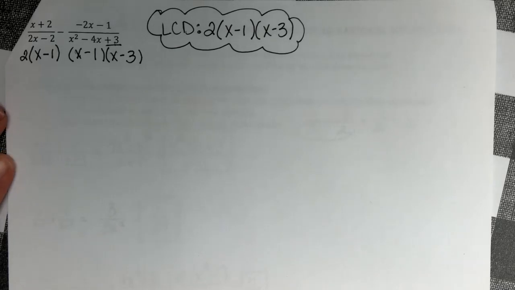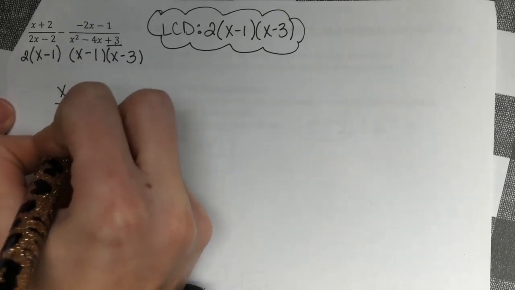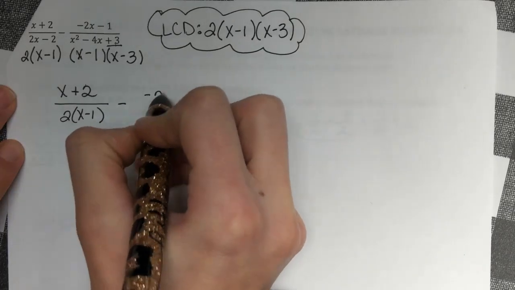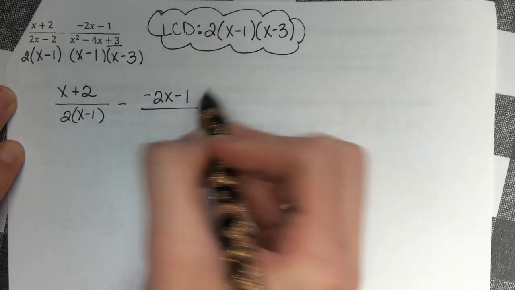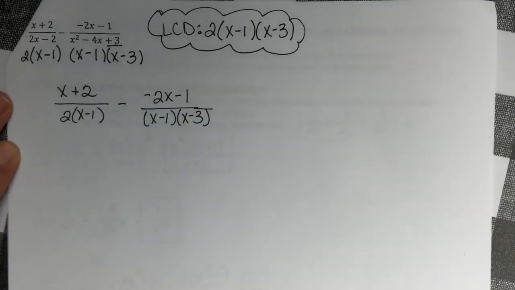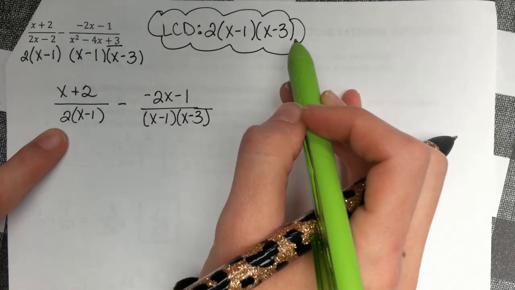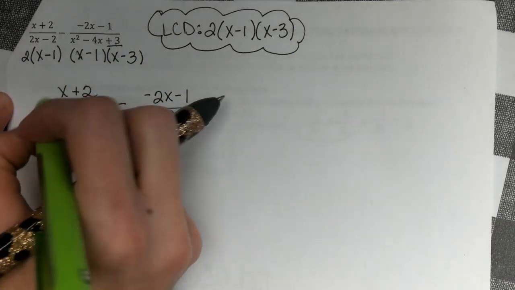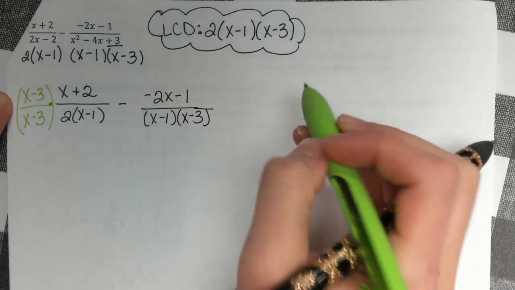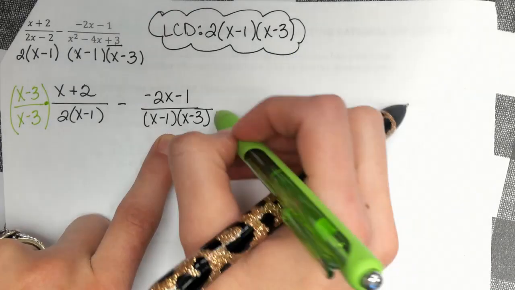Are we okay? Alright, so now I've got my x plus 2 over 2x minus 1 minus my negative 2x minus 1 over x minus 1, x minus 3. Okay? When I look at this denominator and I compare it to my LCD, what am I missing? X minus 3. Okay? When I look at this denominator and I look at this LCD, what am I missing? Alright.